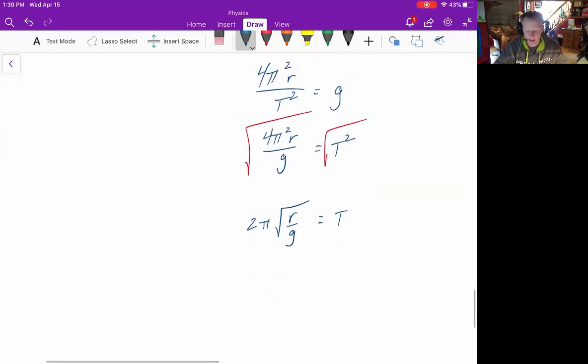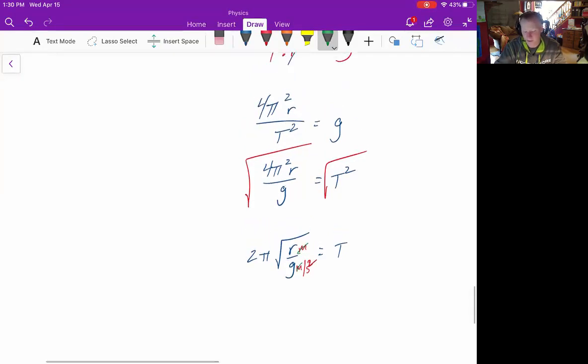Always let units help you with that, because of course there are no units on 2 and pi. The unit on the radius would be meters. On g it is meters per second squared. So the meter parts cancel, and this would be 1 over second squared, which would give us in total second squared under the radical. Taking the square root would lead us to seconds. And that would make sense then for the period of revolution.